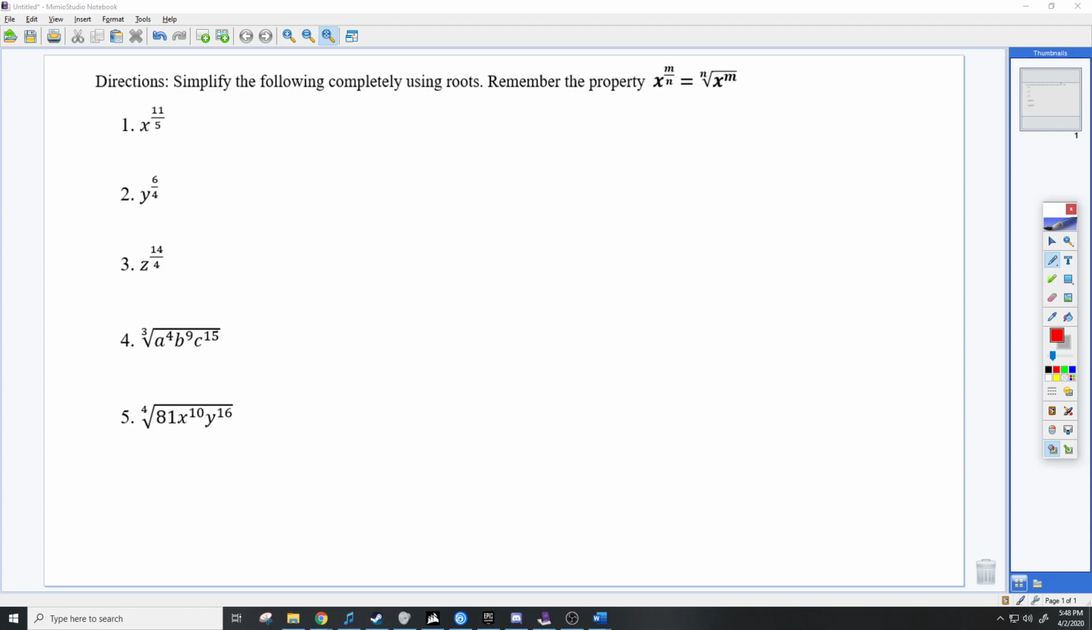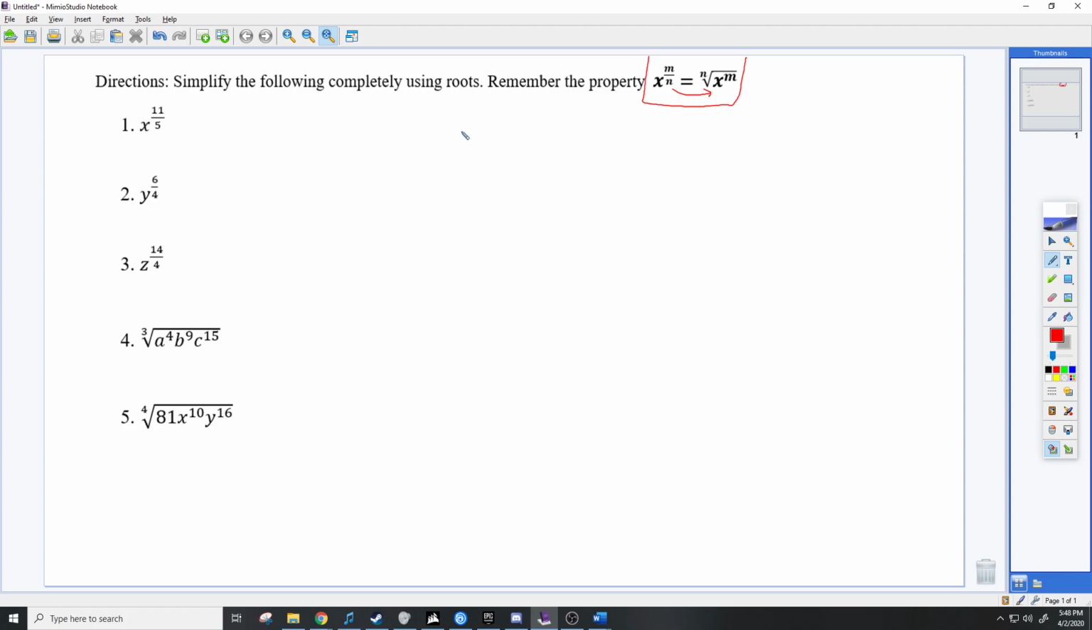We're going to do a couple of simplifying roots problems. We've done a little bit of this before, maybe not to this extent, but we're still going to be using the same property that we've been talking about in this entire chapter. At the very end before we left is this thing here. X to the m over n is the same thing as writing it as the nth root of x to the m power. So I'm actually going to practice going from one to the other, and then simplifying it from there.